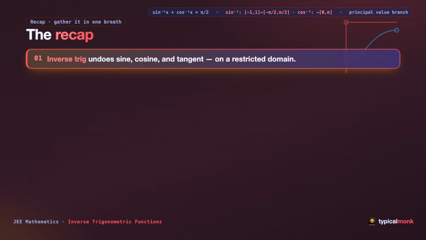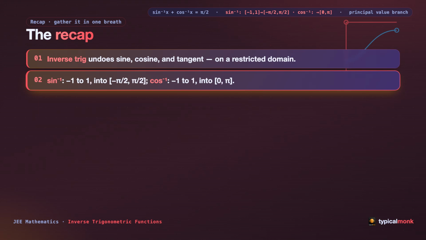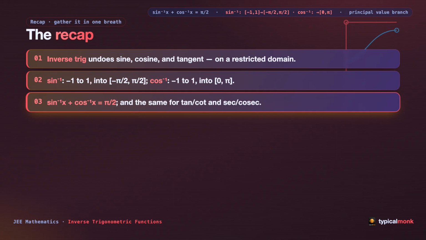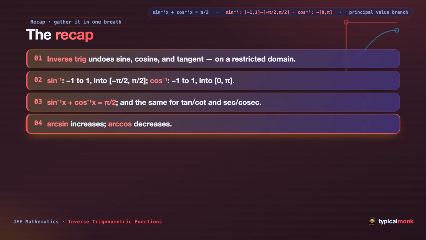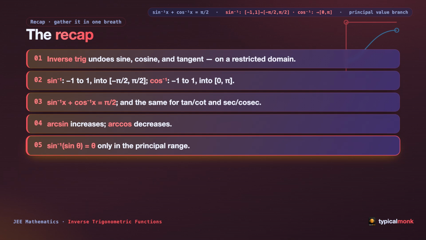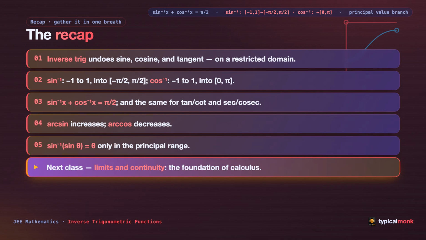Yes. Let us gather it all in one breath. Inverse trig undoes sine, cosine, and tangent on a restricted domain. Sine inverse maps minus 1 to 1 into minus pi by 2 to pi by 2. Cosine inverse maps minus 1 to 1 into 0 to pi. Sine inverse x plus cosine inverse x equals pi by 2. And the same for tangent, cotangent, and secant, cosecant. Arcsine increases, arccosine decreases. Sine inverse of sine theta equals theta only in the principal range. Next class: limits and continuity.